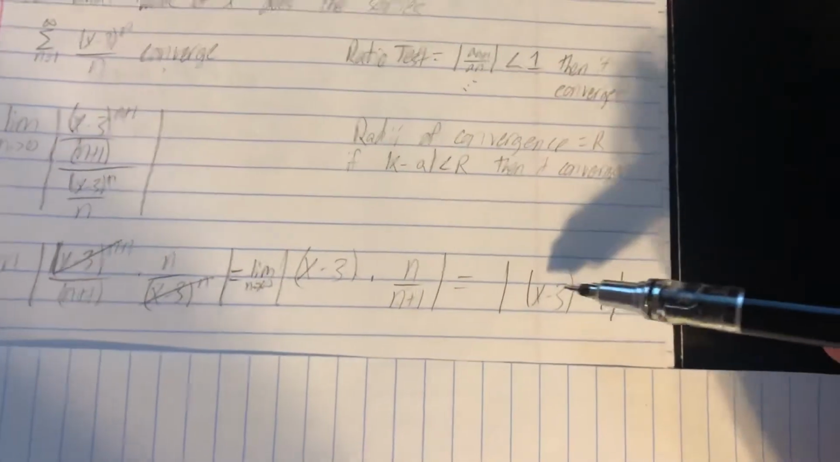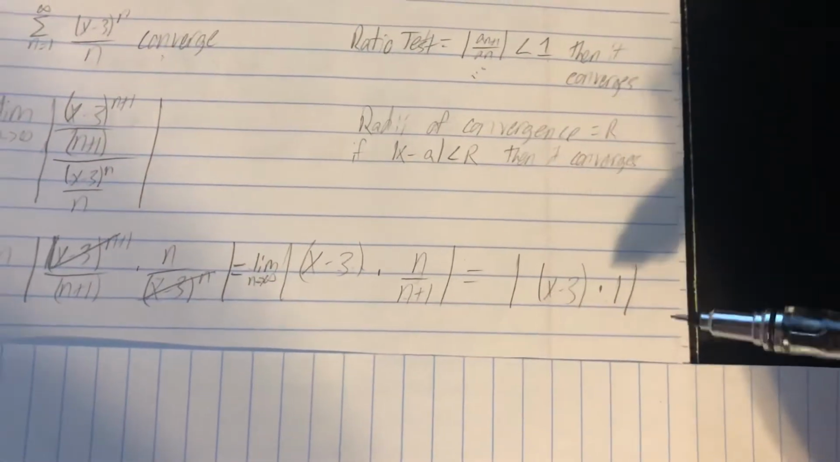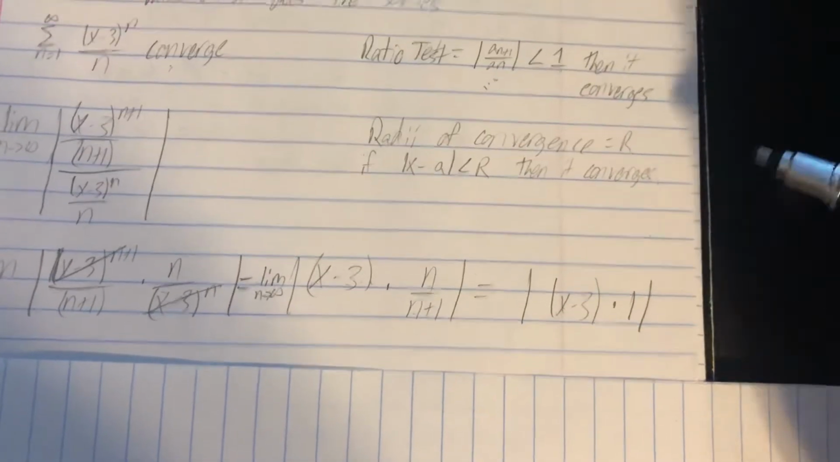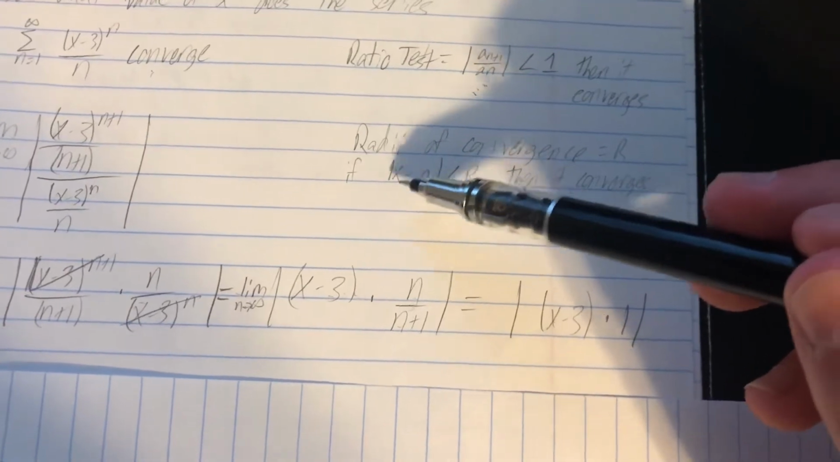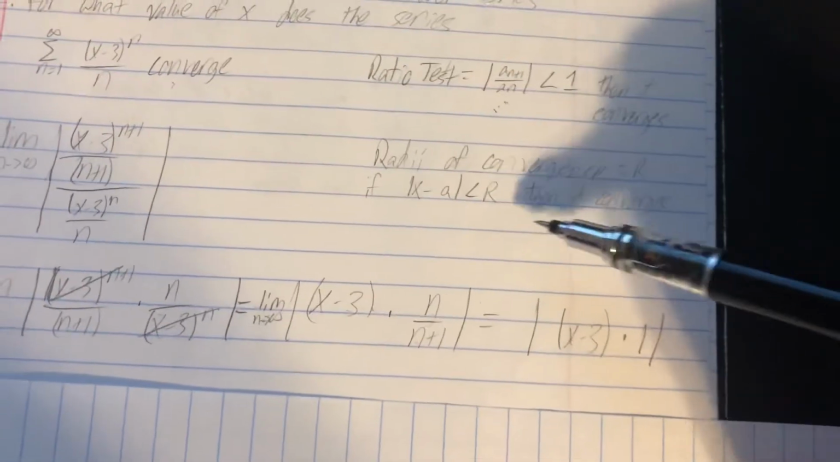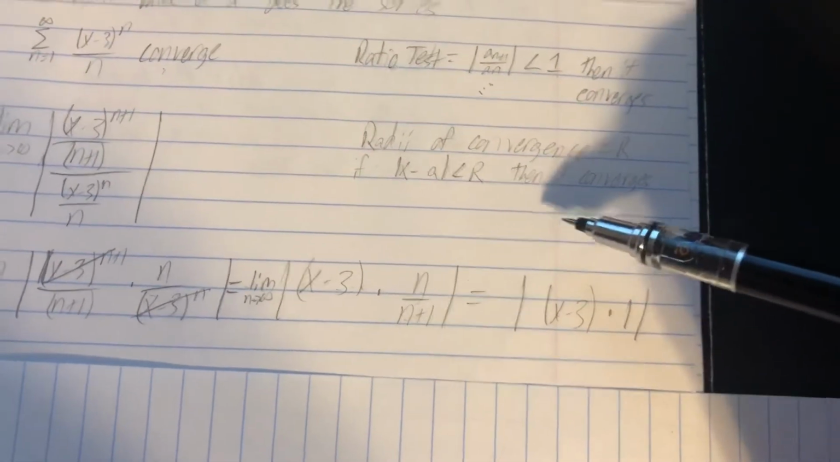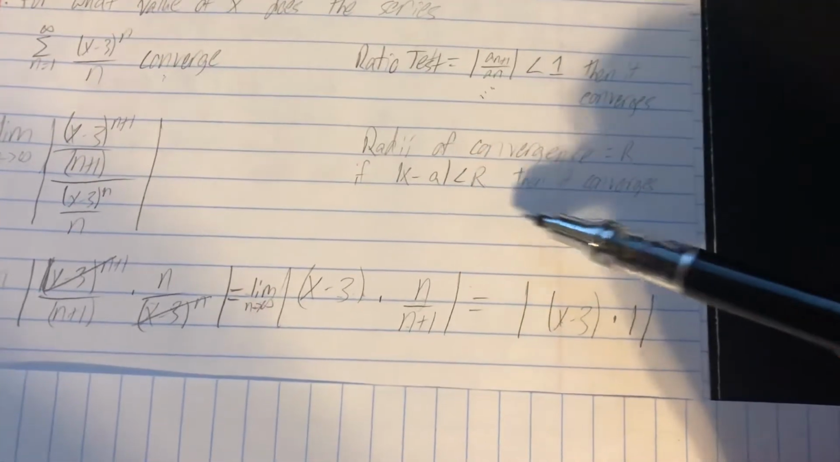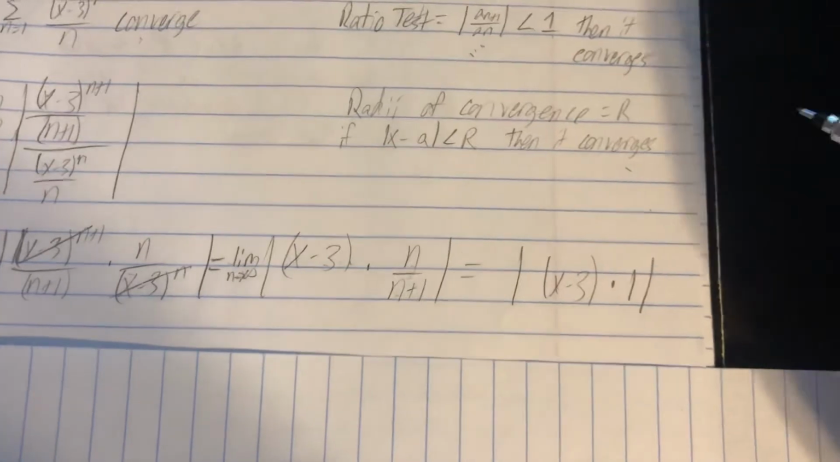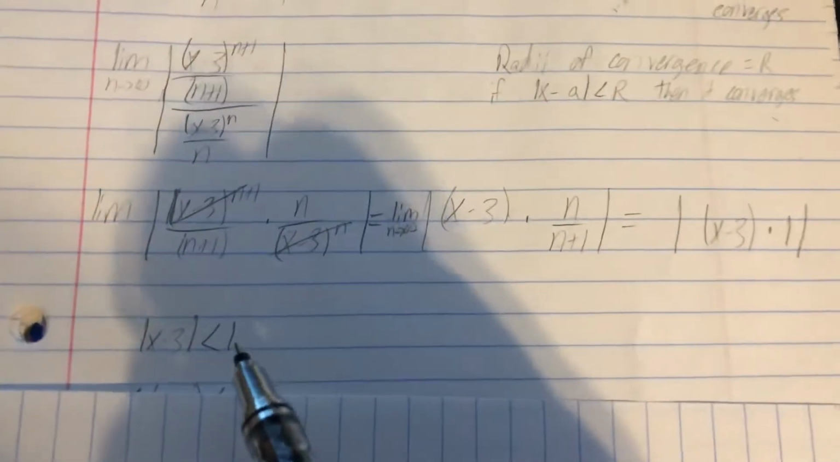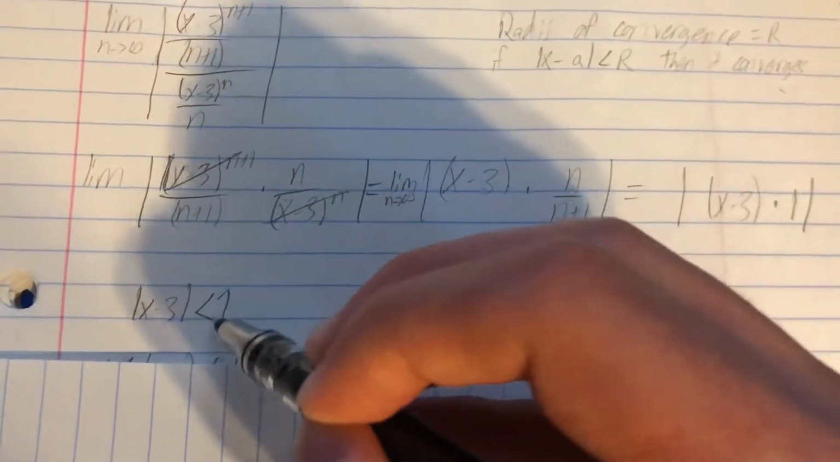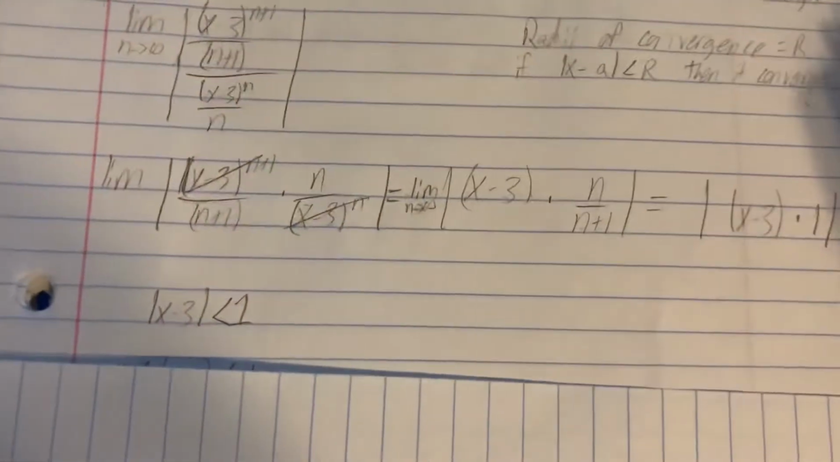What we have to do now is figure out the radius of convergence. We know that the radius of convergence is given by the absolute value of x minus a being less than R. R is the radius of convergence, and if it is less than R, then it converges. So that's what we basically want to do. We end up with the absolute value of x minus 3 less than 1 based off the ratio test, because if it's less than 1, then it converges.